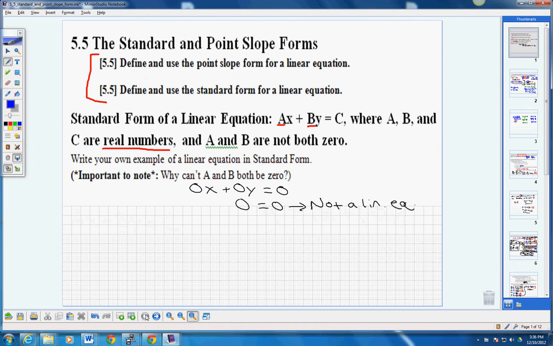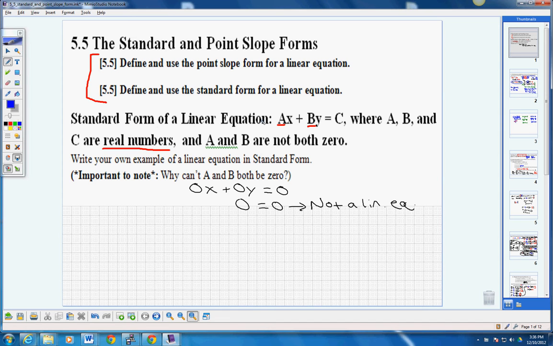Algebra 1 CP class. I want to just go over the notes that anyone might have missed here today for the standard form, so standard and point slope forms. These are our goals for the day: to define and use point slope form for a linear equation, define and use the standard form for a linear equation.